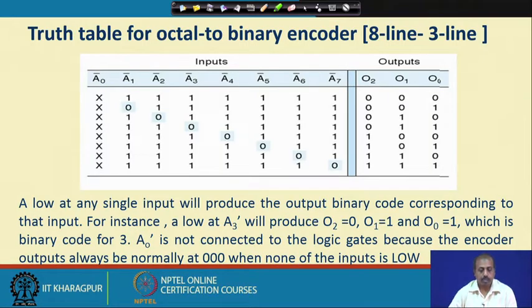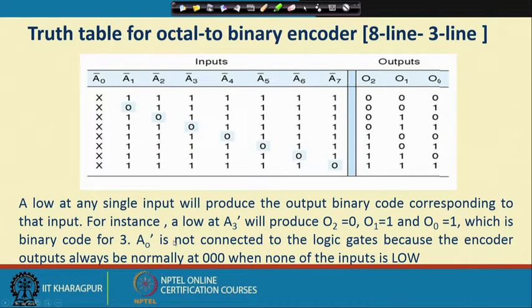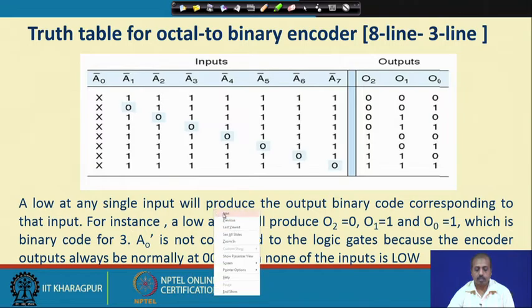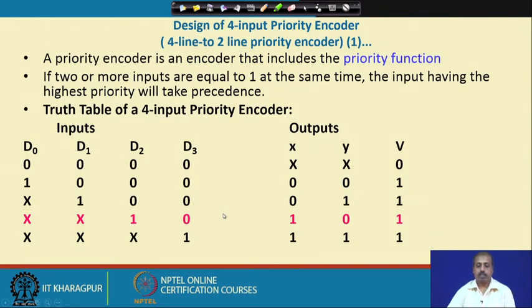A low at any single input will produce the output binary code corresponding to that input. So, if I have a low at A3 bar, it produces O2 equal to 0, O1 equal to 1 and O0 equal to 1, which is the code for 3. So, this way it is done. We have already explained how this circuit is operating.